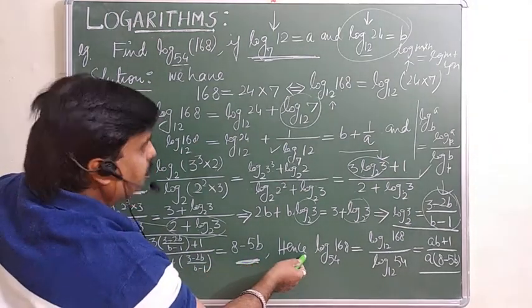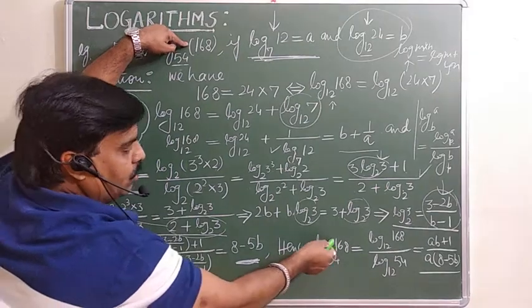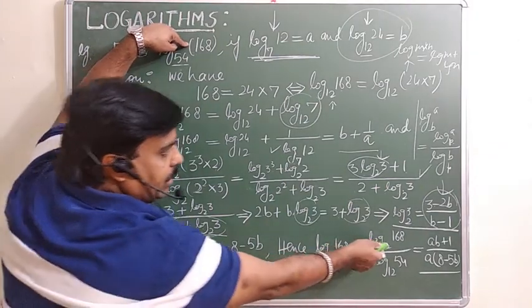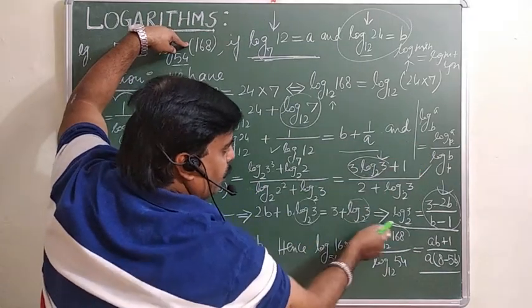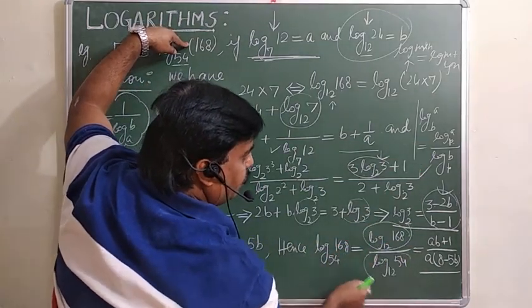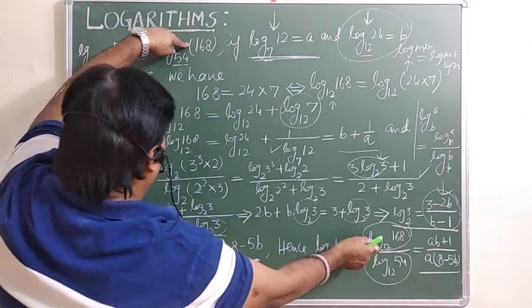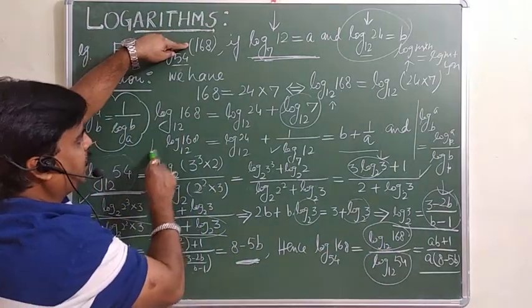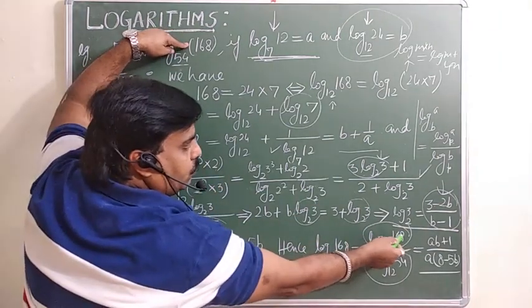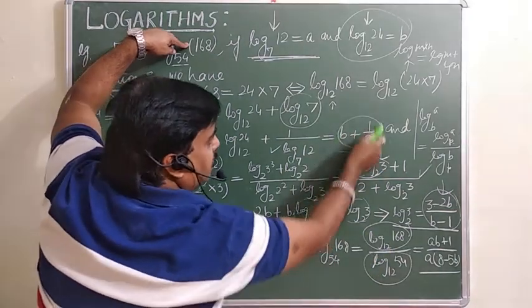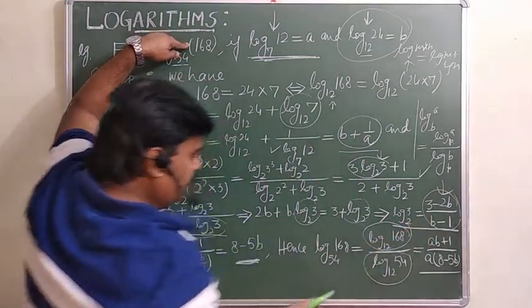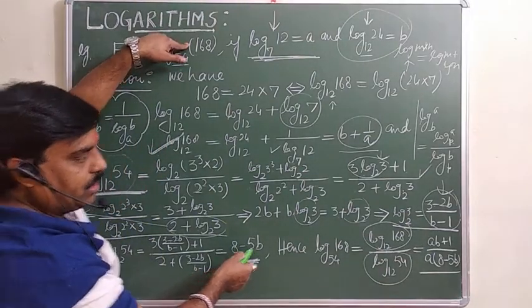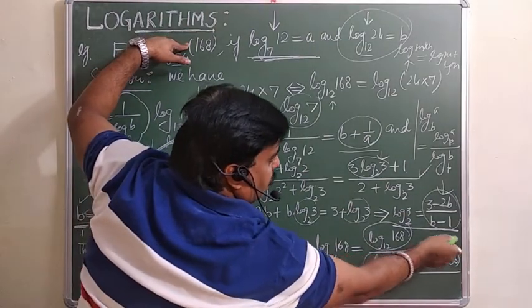But we want to find out the value of log 168 over 54. So at the base 12 you can write it in this form only. We know the value of this one. हमें इसकी value पता है. Look at here. We know the value of log 168 at base 12 is this one, and log 54 at the base 12 is this. These values you have to put here and solve it. You will get this one.